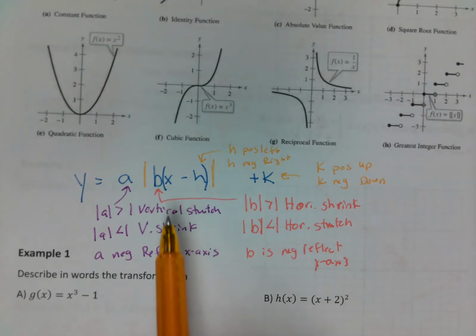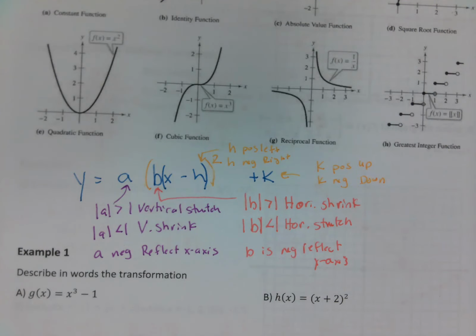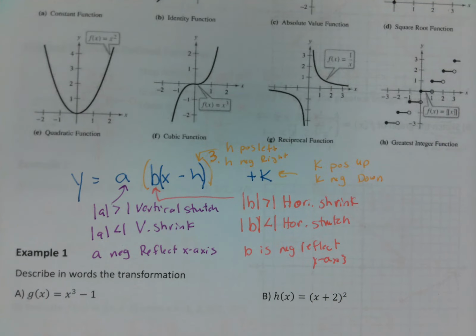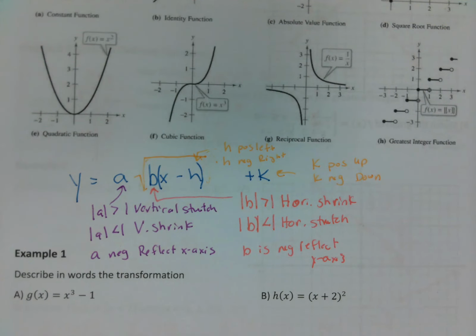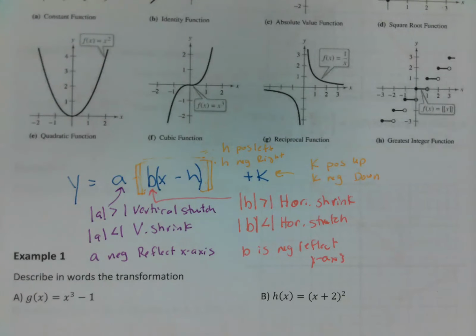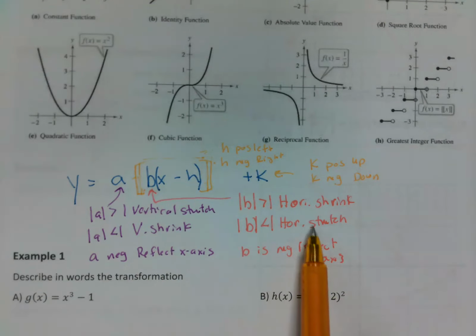Now again, I wrote this in there. However, it can be with any parent function. So that would be it with a squared, cubed, a root, greatest integer function. The reason I'm saying all that is because these transformations are the same. So if you can understand these transformations, it doesn't matter what the parent function is.